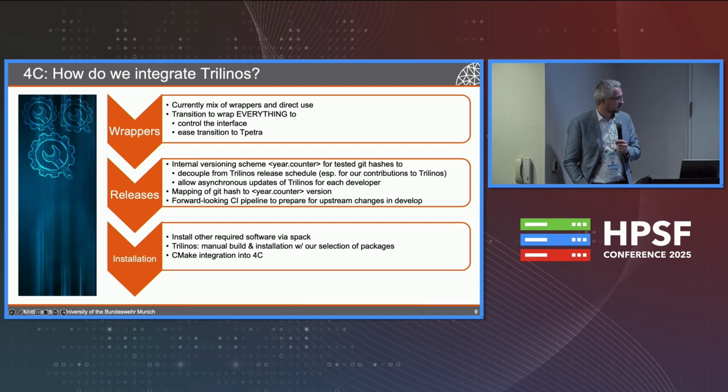In terms of installing or providing Trilinos to the code, we don't do the Spack thing for Trilinos. We use Spack to basically install everything else that we need, all the TPLs and stuff like that. And then we manually build and install Trilinos and then use standard CMake integration into our code base.